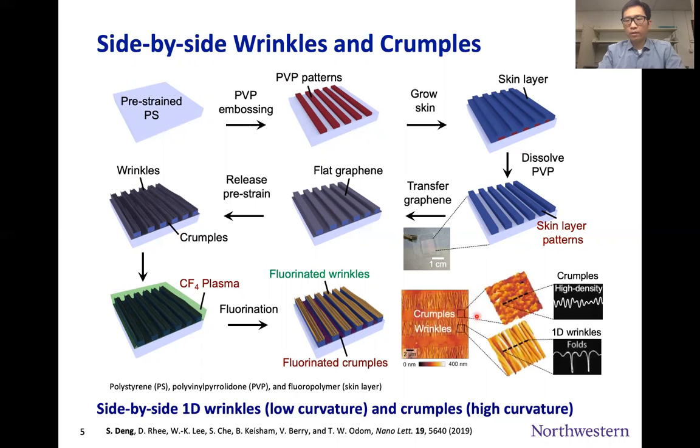As you can see from the AFM results, we can have side-by-side wrinkle features and crumple features in a single graphene sheet. Then we use CF4 plasma to treat the structured surface of the graphene. Because we have different local curvatures in the wrinkle region and crumple region, if our theory is right, these two regions should have different formation levels of the same reactions. This is exactly what we saw in our experiments.